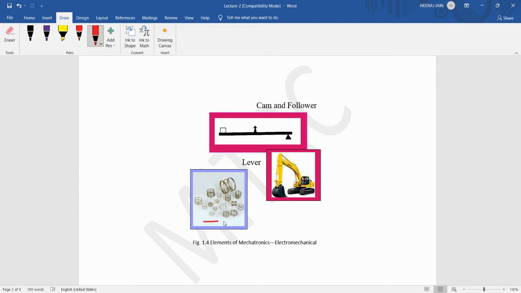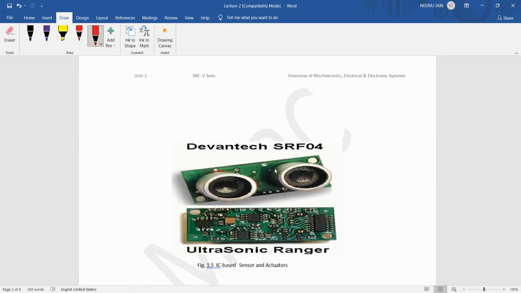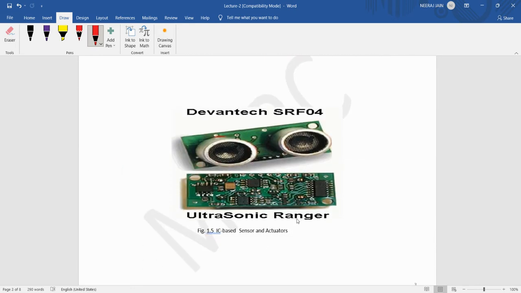Now some other mechanical elements like nut and bolt, cam and follower, robotic arm. These are the mechanical, electromechanical elements. These are also widely used.